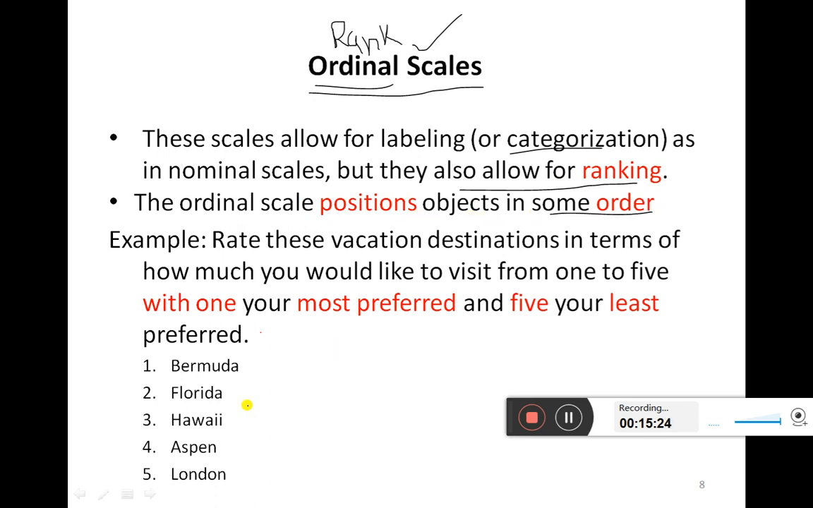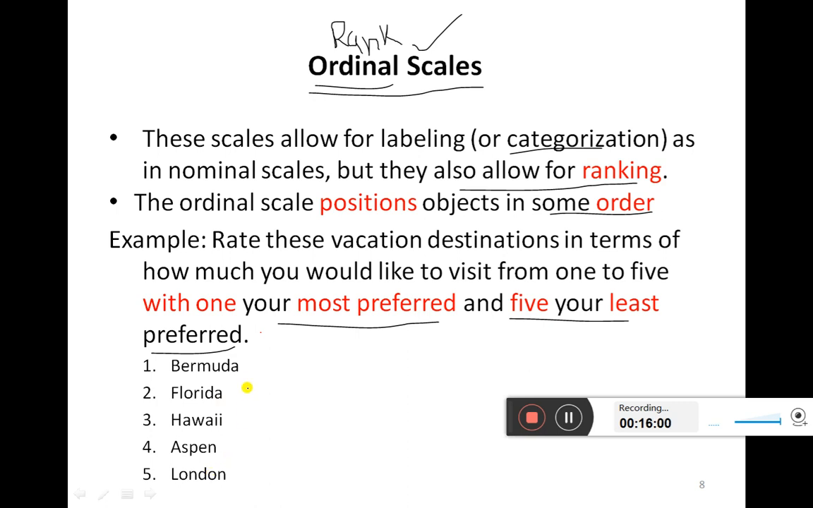It will make your idea fully clear. Rate these vacation destinations in terms of how much you would like to visit from 1 to 5, with 1 your most favorite or preferable and 5 your least favorite or preferable, for example, place, where you want to spend your vacations or holidays. Bermuda, that is a city. Florida, again a city. Hawaii, that is again a city. Aspen, again a city. London, again a city.